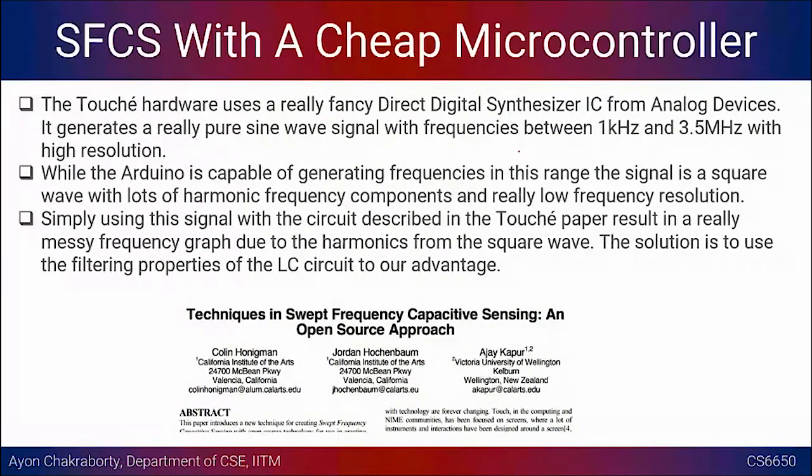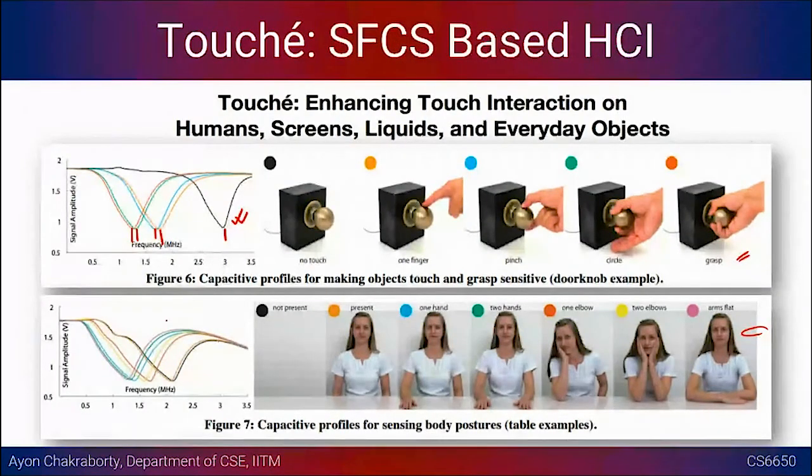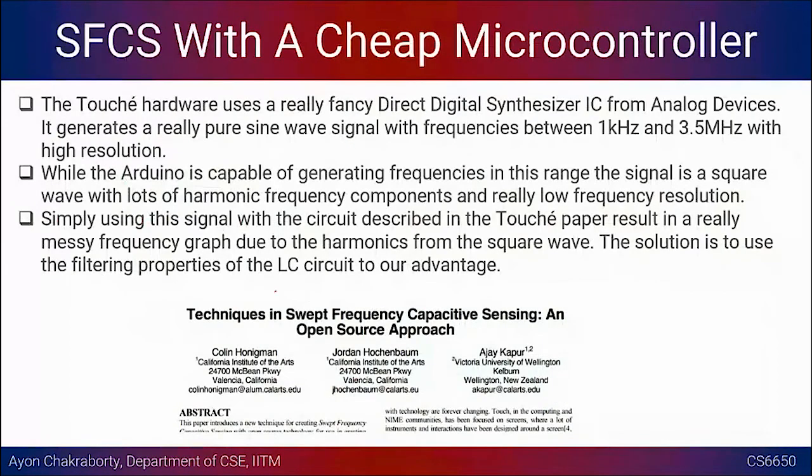Okay, so while Arduino is capable of generating frequencies in this range from 1 kilohertz to 3.5 megahertz, the signal is a square wave, and there will be all sorts of harmonic frequency components that will tamper the reading that you are getting from the system. It will not be as clean as we showed in the previous plot. If you see, these are really clean signatures. But if you are trying to do this with just a square wave and increasing the frequency of that particular duty cycle, this is not going to behave in the same way.